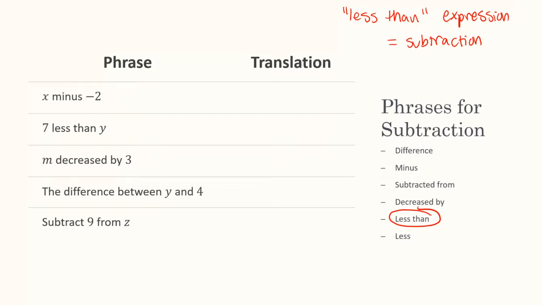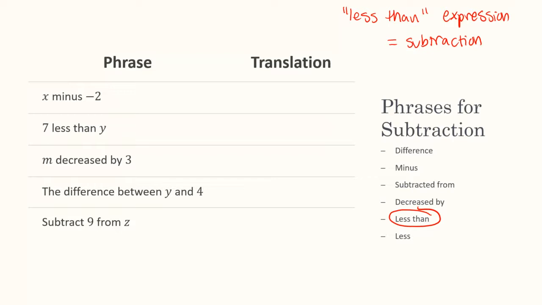Think of it as we have words in English that are spelled the same but pronounced differently depending on the context. Like read, I am reading something, and then read, I read something. They're spelled exactly the same, but they're pronounced differently based off of the context. So less than is one of those phrases that is translated differently based off of context.